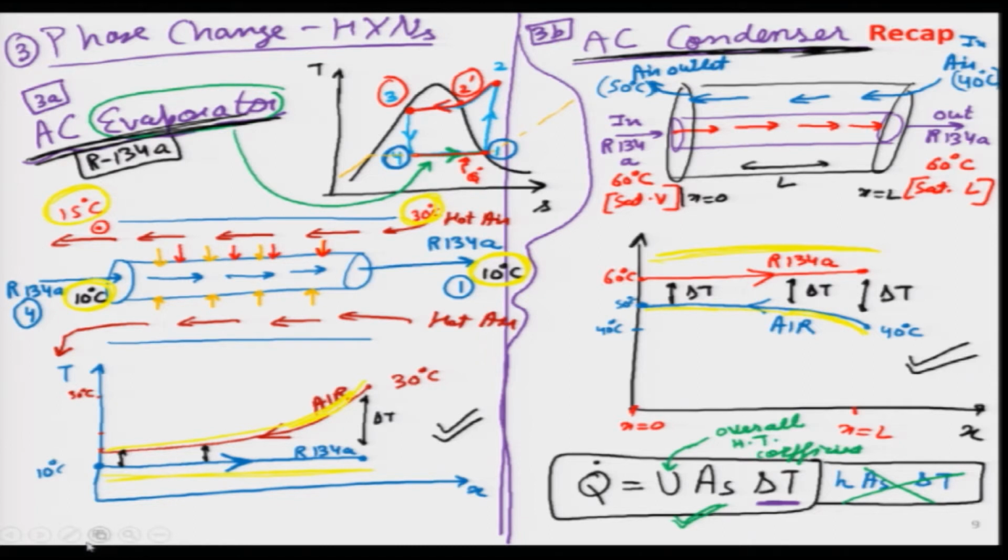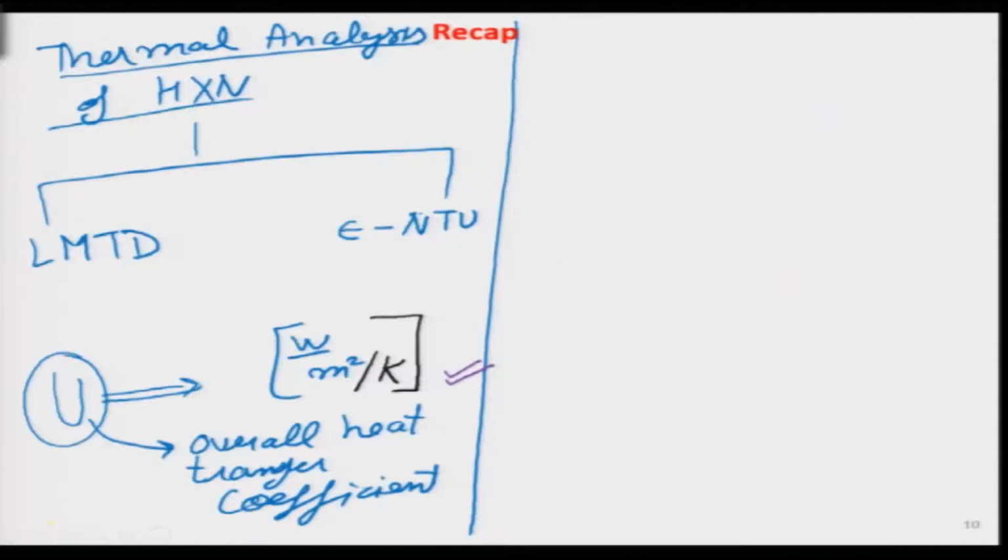And another question mark we had put over here is what is this parameter U, which is the overall heat transfer coefficient. So, we are looking at all these things, and I had talked about two different types of thermal analysis. This will come later on. We will look at the log mean temperature difference, LMTD, and the effectiveness NTU or the epsilon-NTU method.